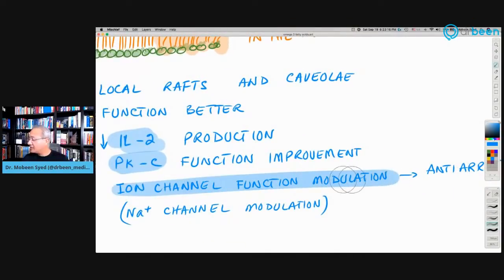Similarly, in our heart, the ionic channels, especially the sodium channel, its function is improved by the omega-3's presence, and the sodium channel becomes stable in the presence of omega-3 in the cell membrane. So the sodium channel is also in the cell membrane. Imagine the sodium channel is like a door in the wall. So when the omega-3 are present, that door functions in a more stable way, which is an anti-arrhythmic effect. So people who are prone to arrhythmias may benefit from omega-3 because omega-3 protect against arrhythmias by stabilizing the sodium channels.